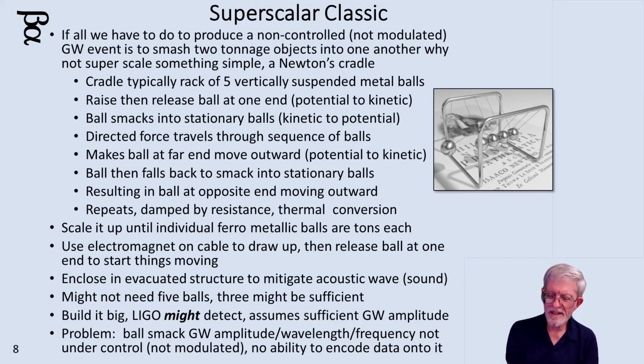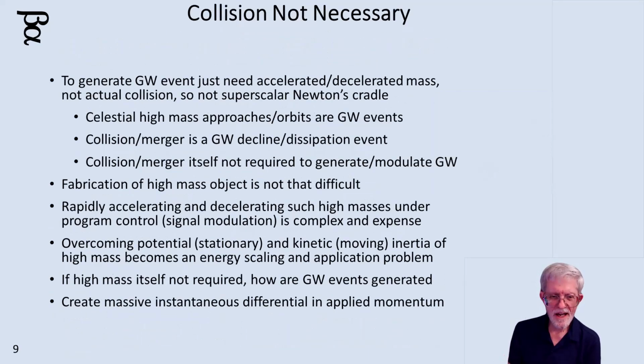It's not a matter of the wavelength, it's a matter of the amplitude. We're not really doing much in the way of controlling the gravity wave, so there's no ability to really modulate data onto it. So as I was saying, the collision itself is not necessary. Just accelerating and decelerating mass through space-time will produce a gravity wave, maybe not a massive one, maybe not a long-lived one. So as you have 2 high-mass celestial objects orbiting one another, that's a gravity wave. And at the point where they collide, that's actually another kind of gravity wave that dissipates.